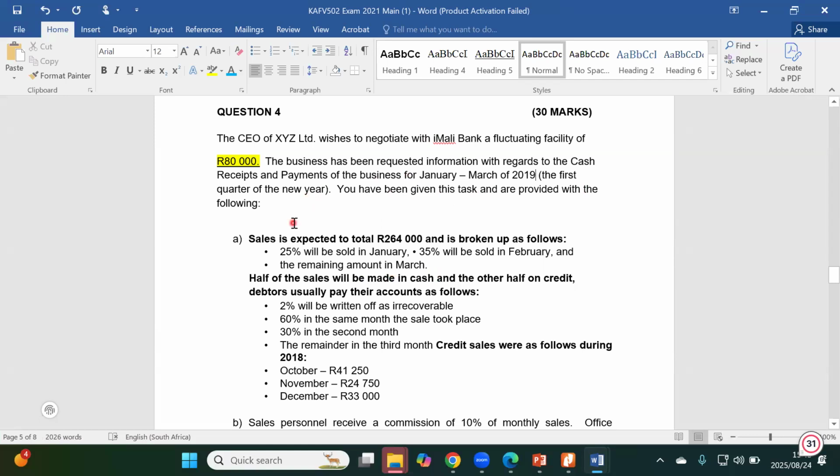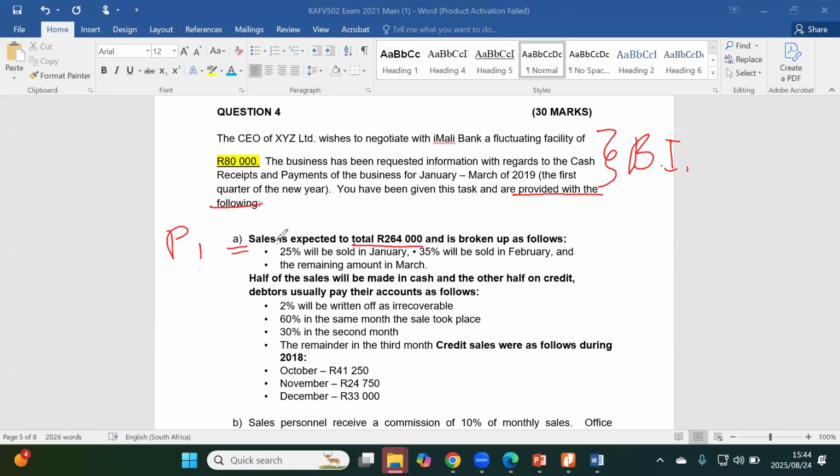Not a problem. So technically, when I evaluate a question, normally this would be purely background information just to give me insight into what is happening. But the moment they tell me you've been given this task and are provided with the following, whatever follows, I would categorize as my problem area. So the first part will be my problem area number one.